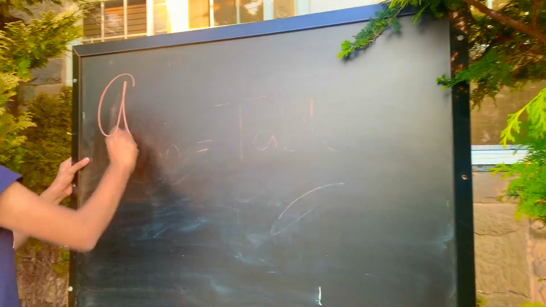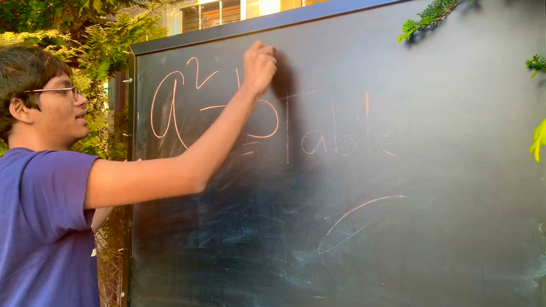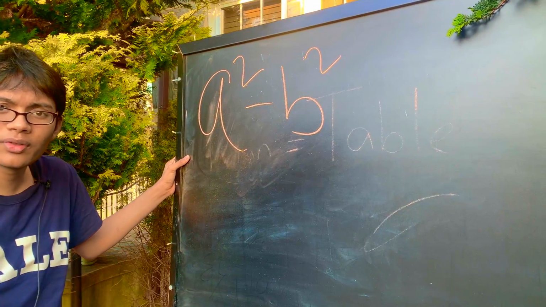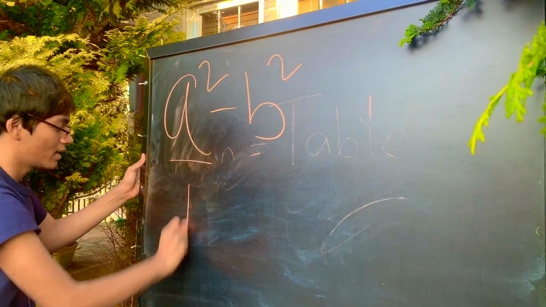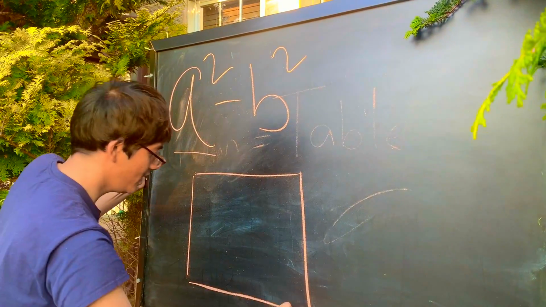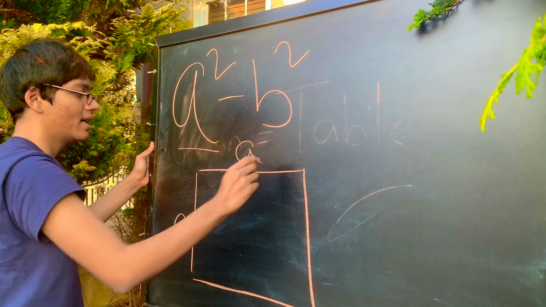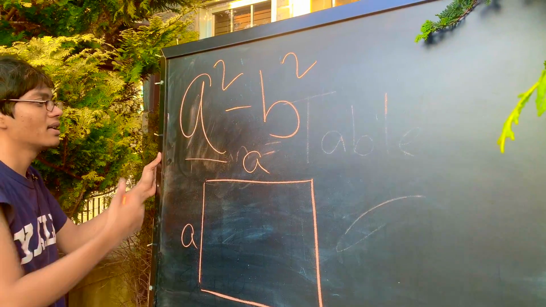Today we're going to prove the difference of squares. And how do you prove this geometrically? Well, let's start with a square. A square of side length A by A. And so the area of this square would be A squared.